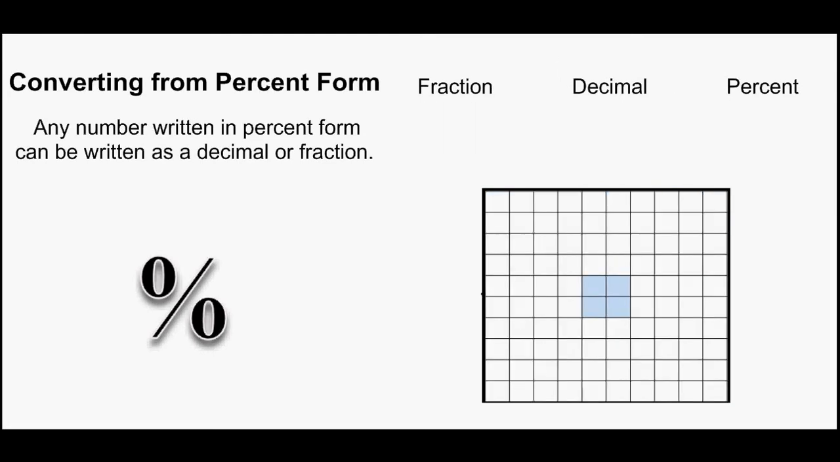Let's try converting from a percent form directly to a fraction form. In the box below, I have shaded 4% of the squares. 4% literally means 4 per 100. I can reduce this fraction to 1 25th.